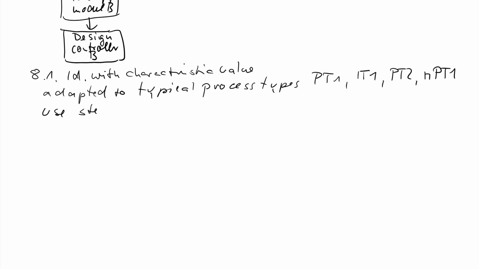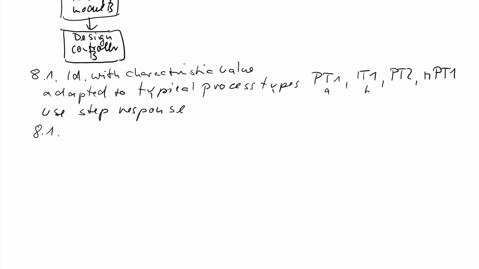So typical for 8.1 is to use the step response. If you cannot measure the step response, then 8.1 cannot be used. The 8.1 chapter needs a measured step response, and it also needs good information about which kind of type you have. If you don't know the type of your process, and the type doesn't fit one of these 4 typical types, you cannot use this method. So let's start with 8.1.